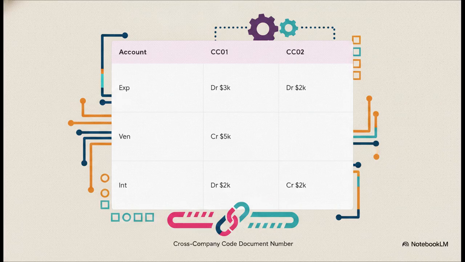To the user, they're just typing in a line item for the sister facility's cost center on a single screen. But under the hood, the system automatically generates two completely distinct accounting documents. Company code 1 credits the vendor and debits its expense and an intercompany receivable. Meanwhile, company code 2 debits its expense and credits an intercompany payable. They're both tied together by a common cross-company code document number to keep the books perfectly balanced.